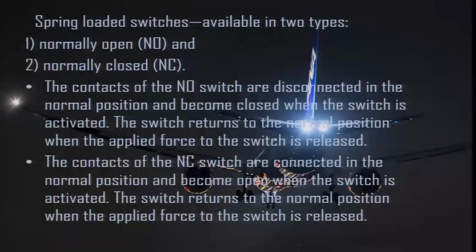So, when the force is released, the switch returns to the normal position, which is the normally open position in this case. The contacts of the normally closed switch are connected in the normal position and become open when the switch is activated. So, in the normal condition, the contacts are closed, and when the switch is activated, the contacts open. The switch returns to the normal position when the applied force to the switch is released.